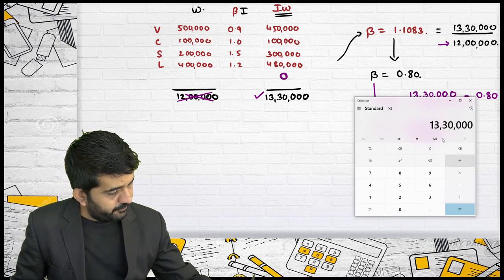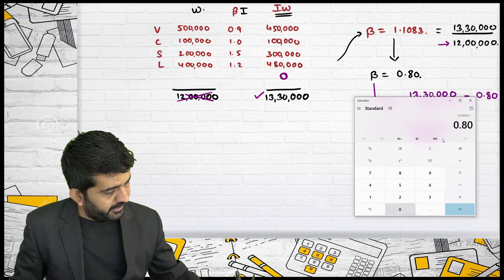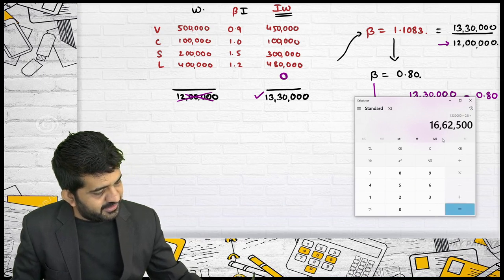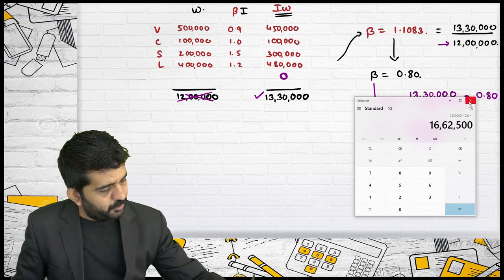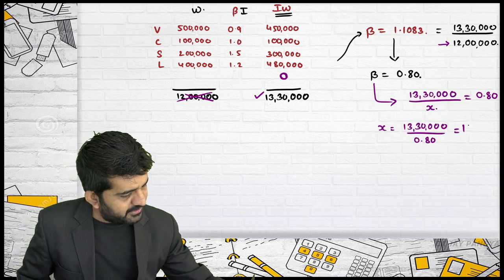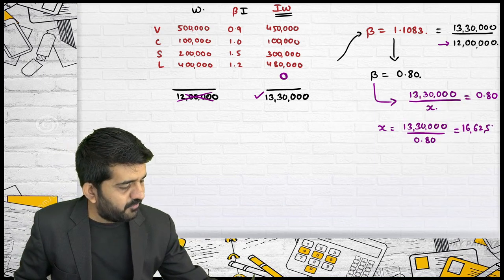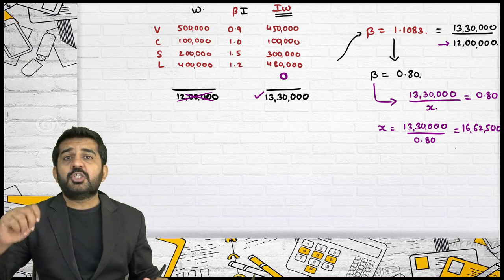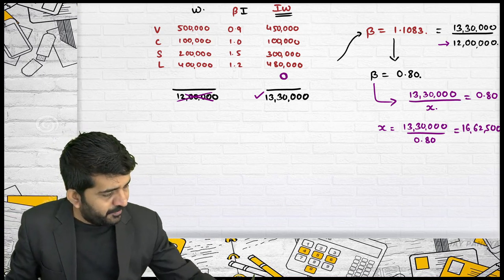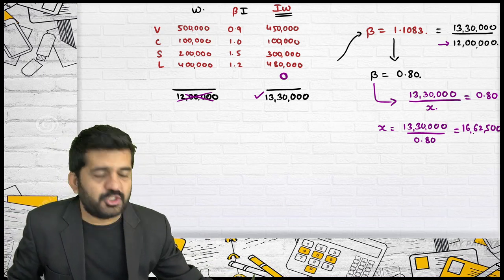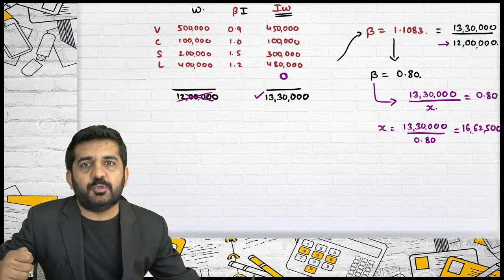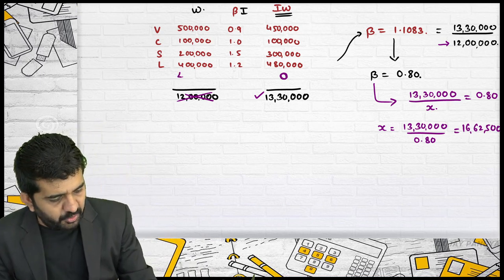13,30,000 divided by 0.80 is 16,62,500. This should be the denominator. So instead of 12 lakhs, you should be writing 16,62,500.